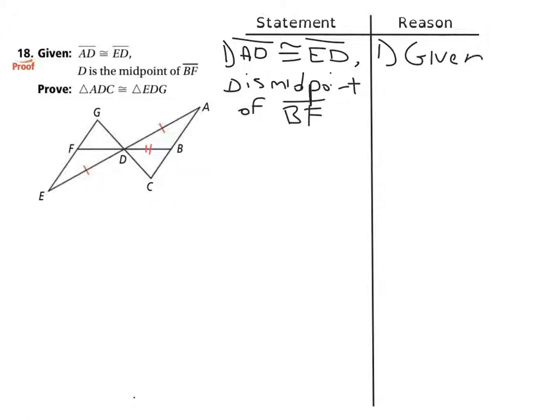And where do we go from there? Well, obviously when they tell us that something is a midpoint, where they're going with that is that you've got two congruent segments. So let's write that as the second step. Let's establish that too. Segment FD is congruent to segment BD. And how do we know that? Well, that's what a midpoint means, that it splits it into two congruent segments. So, definition of a midpoint.